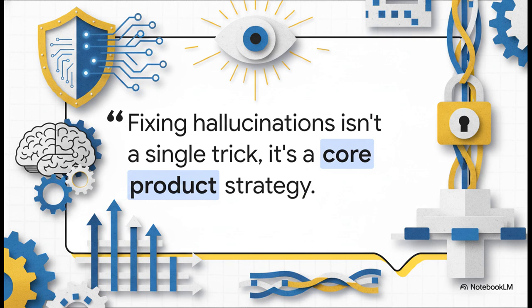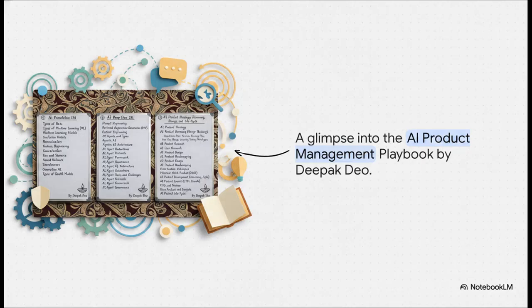And here's the big takeaway, the one thing to remember from all of this. Tackling hallucinations isn't just some cleanup task you hand off to the engineers. No way. It is a fundamental core product strategy. If you want to build an AI product that people trust and rely on, you have to design your entire system to manage this behavior from day one. You see, mastering these strategies, from RAG and prompt engineering all the way to governance and guardrails, that's what separates a good AI product manager from a truly great one.